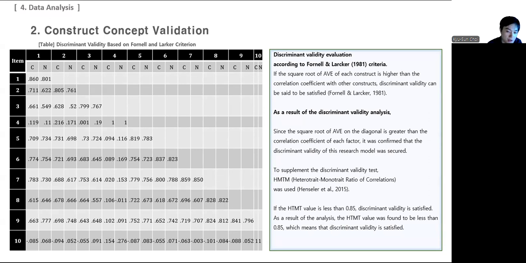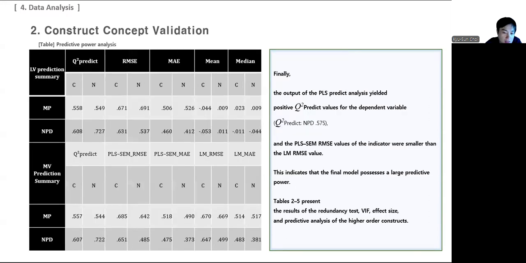Again, in summary, my research model constructs have achieved both reliability and validity. And you can see from here, the Fornell-Larcker criterion meets all those criteria. Let's wrap up with our construct concept validation result. First, I used PLS predict analysis, and it shows positive Q-square predict values, and RMSE values from the PLS-SEM were smaller than those from the LM model, which means it is highly predictive.